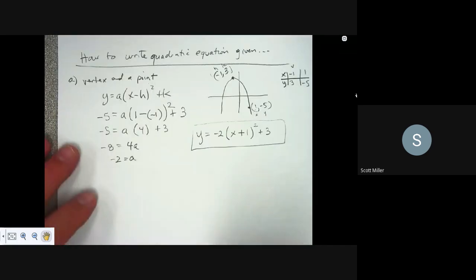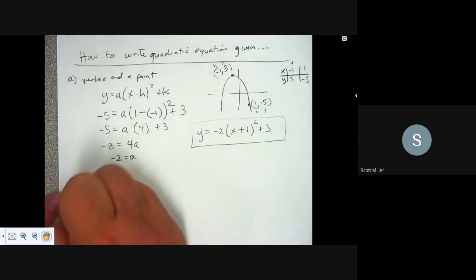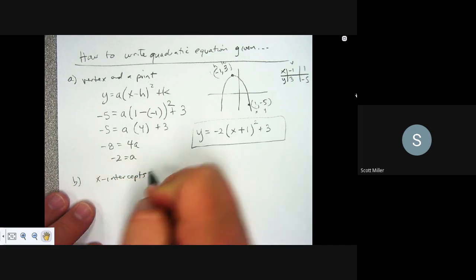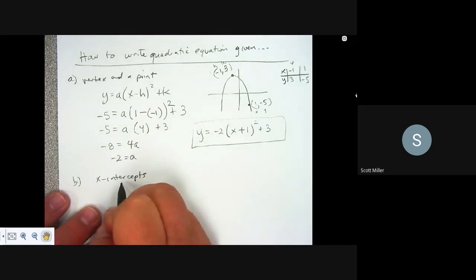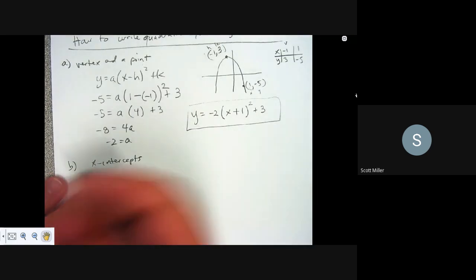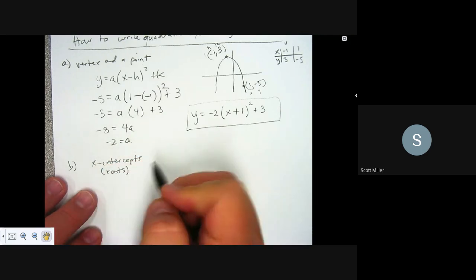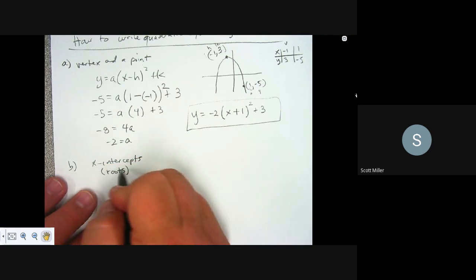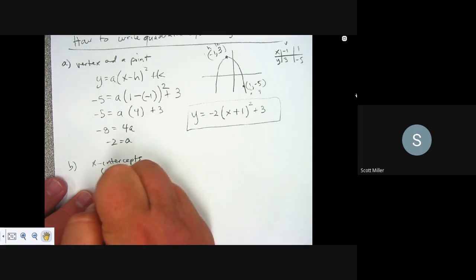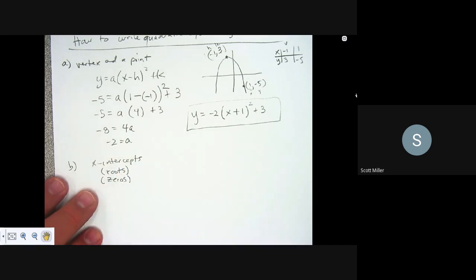What if I give you the x-intercepts? Now, certain books, and maybe Delta Math or something like that, might call x-intercepts the roots. That's another name for x-intercepts. If they say the roots, they mean the x-intercepts. They may also use the term zeros. If they use the term zeros, that also means the x-intercepts.